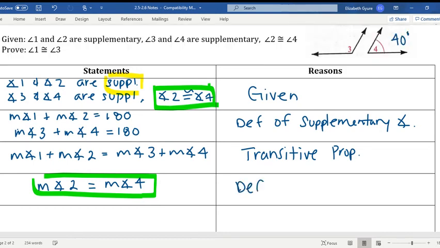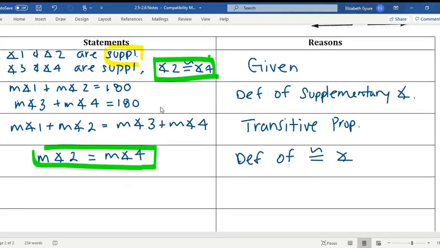Good. Definition of congruent angles. Good. And now they're ready to be subtracted. Because angle 2 is equivalent to angle 4, they're being added to the left and right. So we can subtract those out. And the measure of angle 1 equals the measure of angle 3 by the subtraction property.